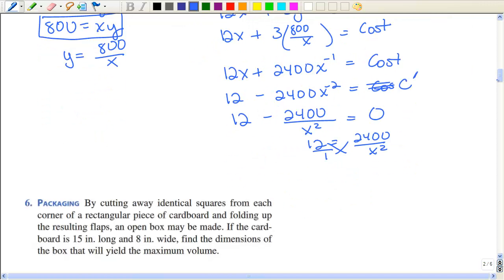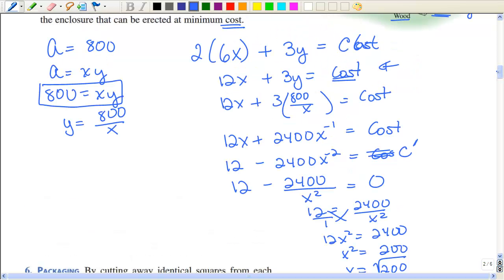And now I'm going to cross multiply, and then I'm going to take the square root of 200. I don't want to take the negative value because it would be a plus or minus, but since x is an area or a dimension, I just need to take the positive square root of 200. So as I go back up here, y is 800 divided by the square root of 200. Let's see if I can simplify that at all.